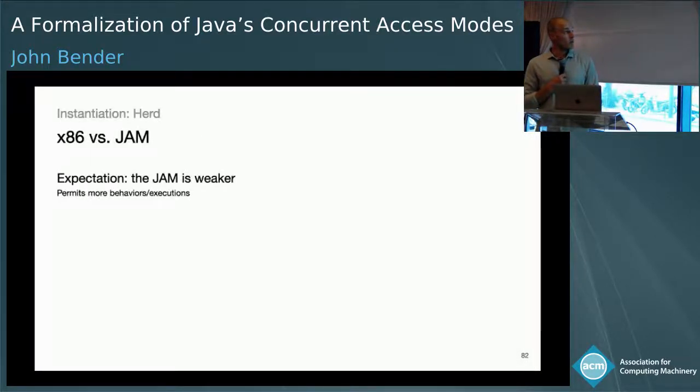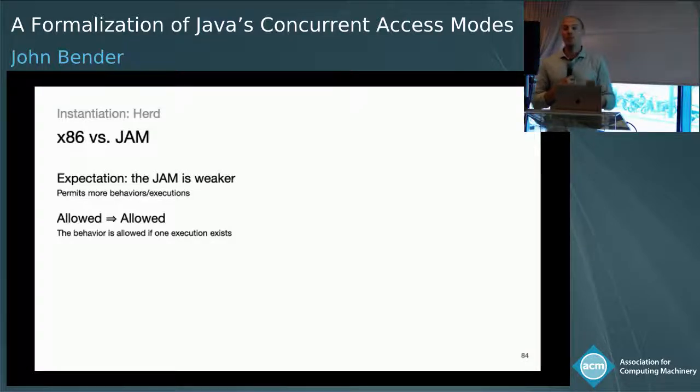So let's start with a simple example, which is x86. So x86 is a relatively strong memory model. It permits few behaviors. And what we want is what the Java memory model should do, what the JAM should do, is it should permit strictly more behaviors. It is weaker in that sense. So if it's allowed for x86, it should be allowed for the JAM.